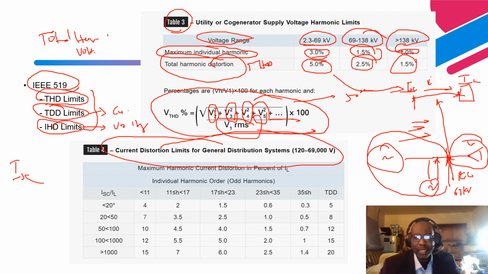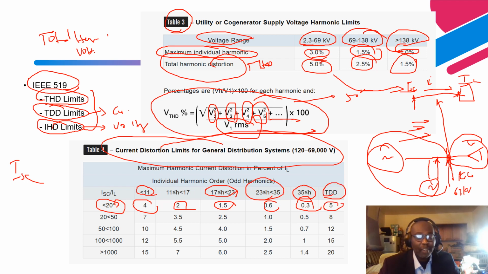if the ratio of the short circuit current to your load current is less than 20, these are all the limits in percentage that it is requiring. Below all the way up to the 11th harmonic, if your ratio of short circuit current over the load current is less than 20, then it is 4%. From the 11th harmonic to the 17th harmonic is 2%. From the 17th to the 23rd, it is 1.5%. From 23rd to 35th is 0.6. Then greater than the 35th harmonic is 0.3. Then the total demand distortion is 5%.